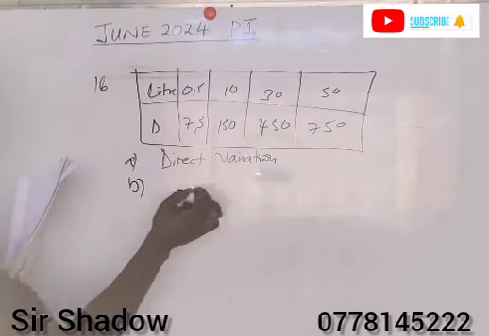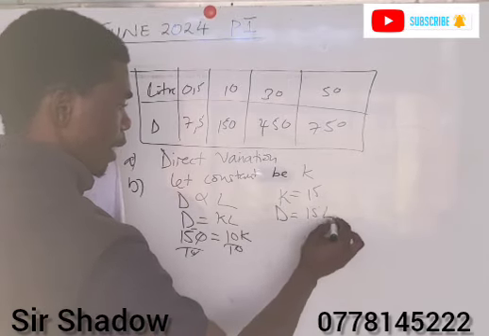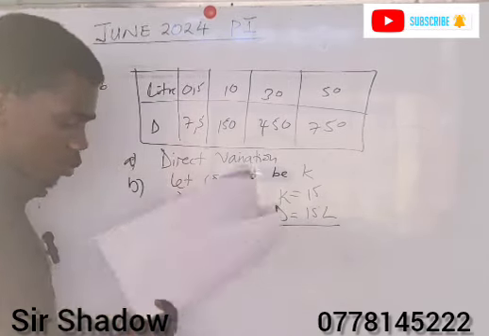So remember, I want to find the value of the constant, divided by 10. So K is equal to 15. But you're asked to express D in terms of L. So I have to take this one. We have to say D is equal to, instead of writing K, 15L. So this is how to express D in terms of L.